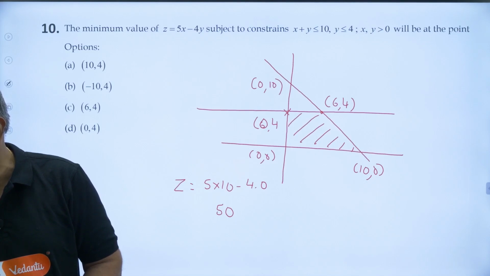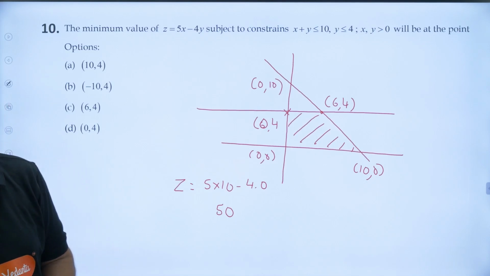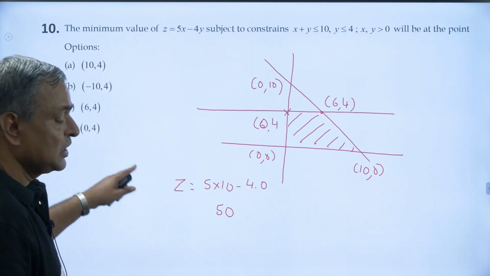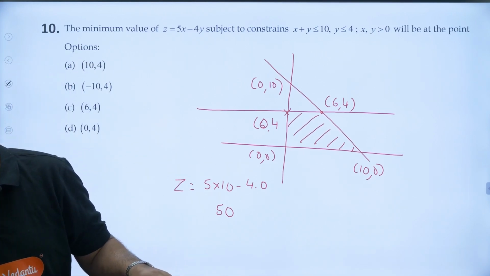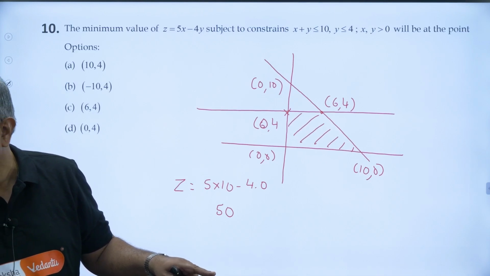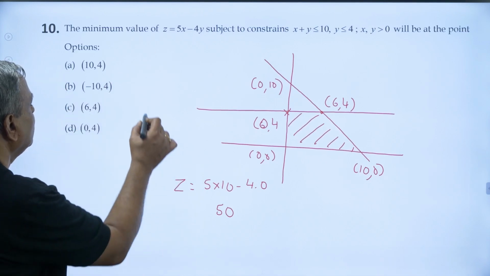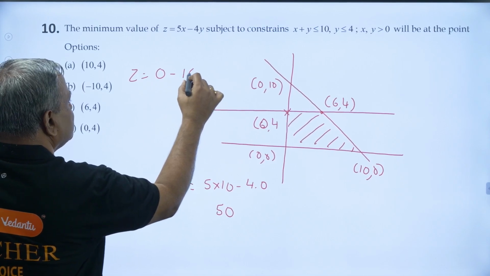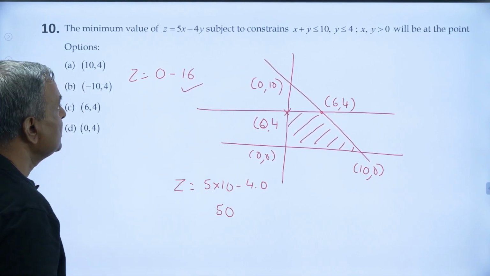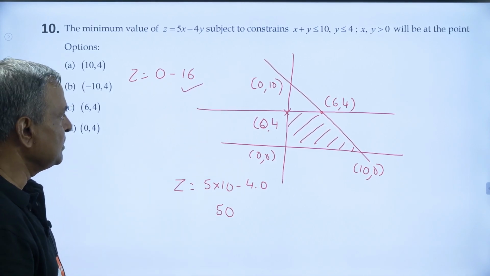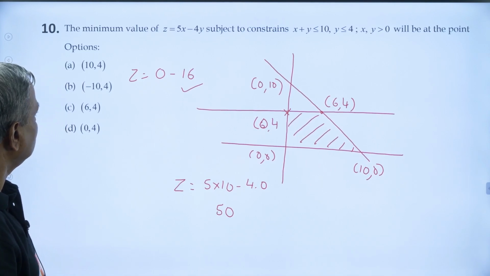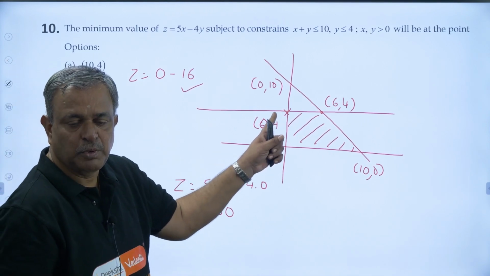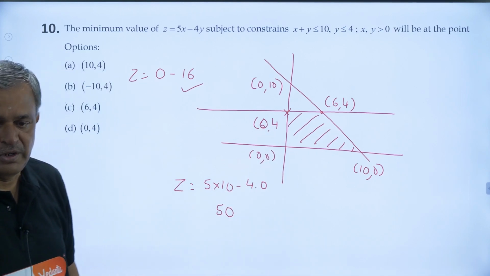At 0 comma 4 you will get minus 16. They are asking for the minimum value, sorry, not the maximum value. So the minimum value you will get at 0 comma 4. If you put 0, that is 0 minus 4 fours are 16. Minus 16 is the minimum. This point, 0 comma 4, is where you are getting the minimum. They are asking the minimum only.